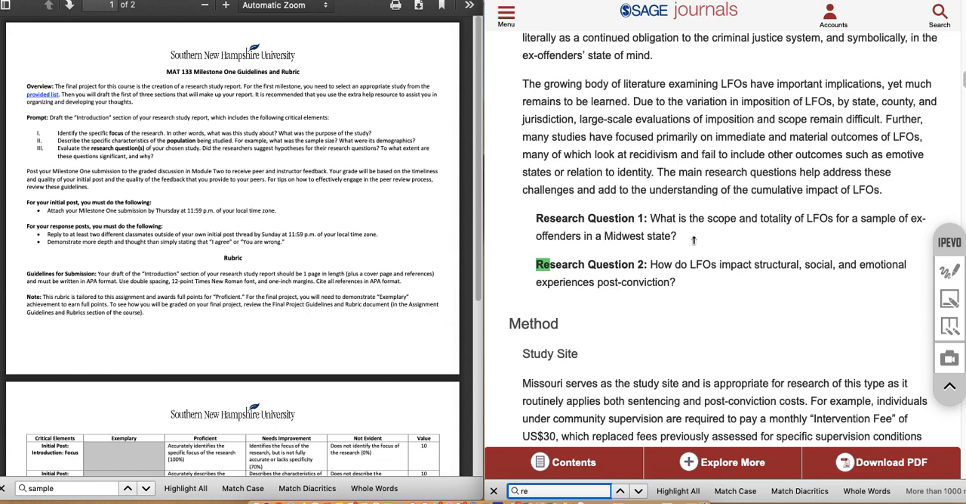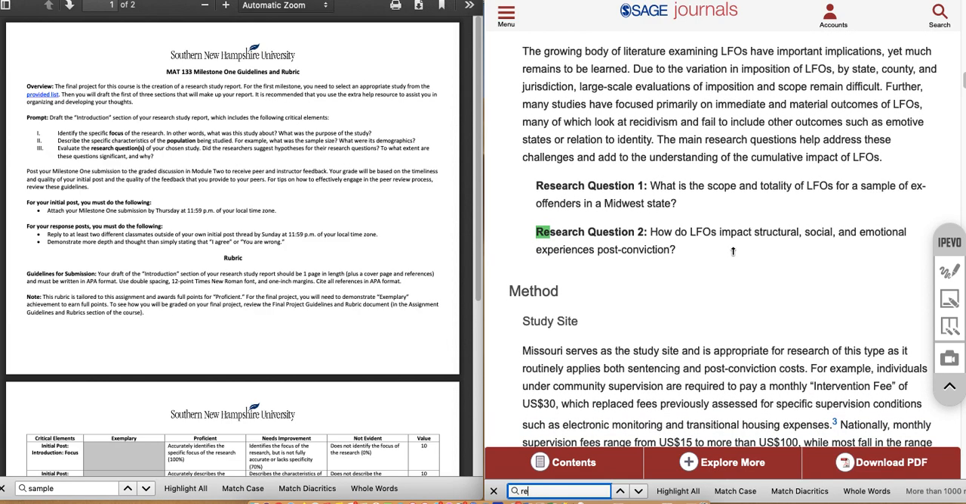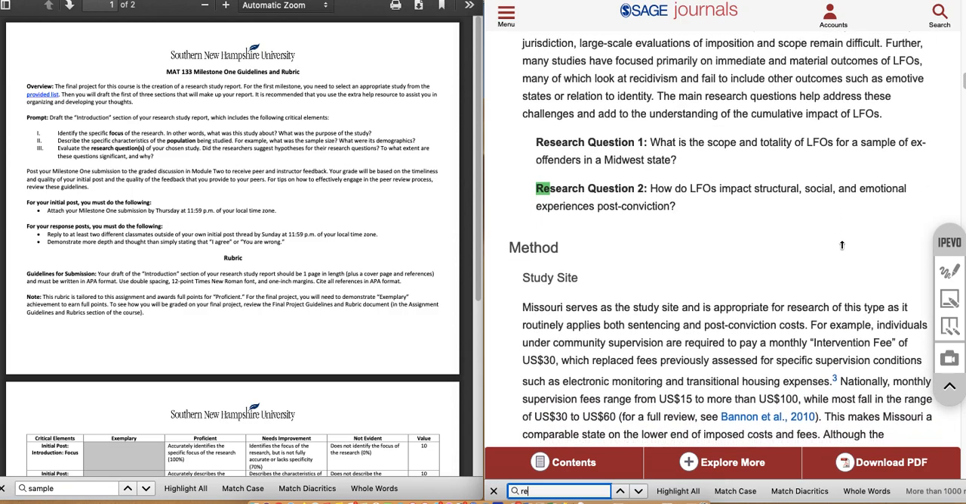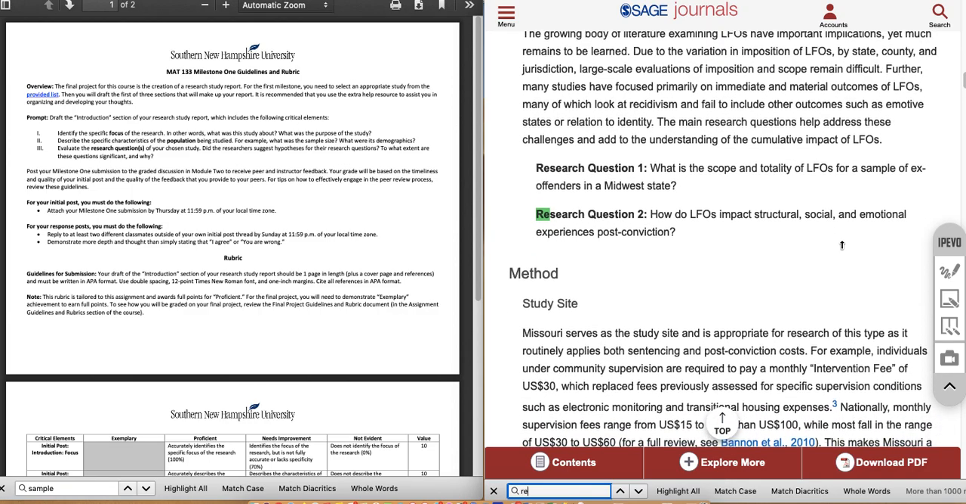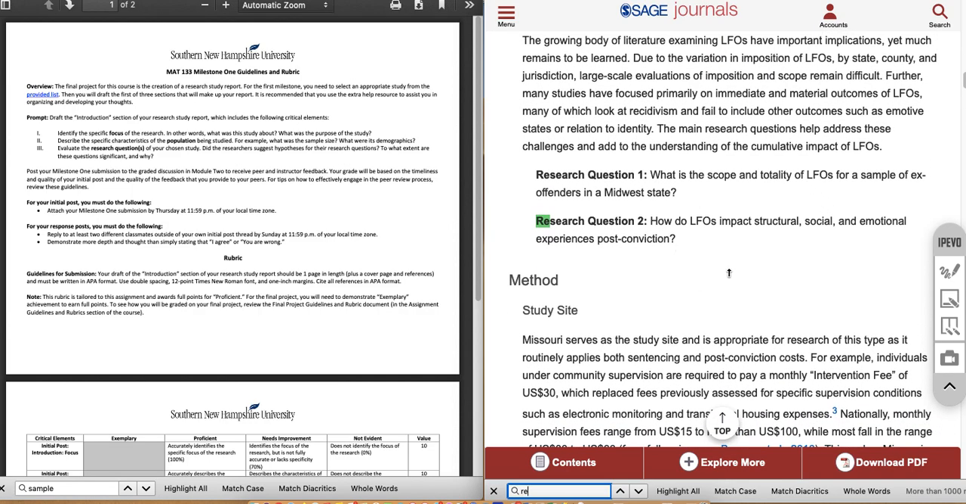So here, the research questions: what is the scope and totality of LFOs for a sample of ex-offenders in a Midwest state? That's interesting. And how do LFOs impact structural, social, and emotional experiences post-conviction? So here are some research questions.